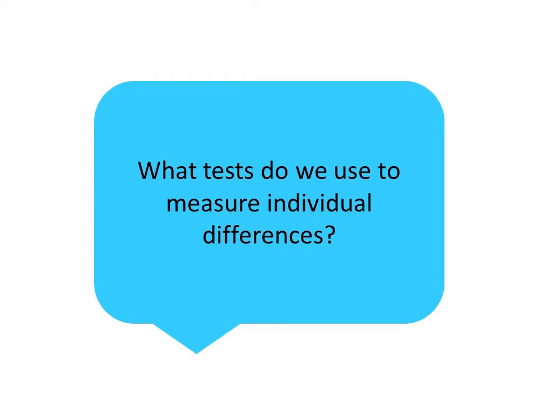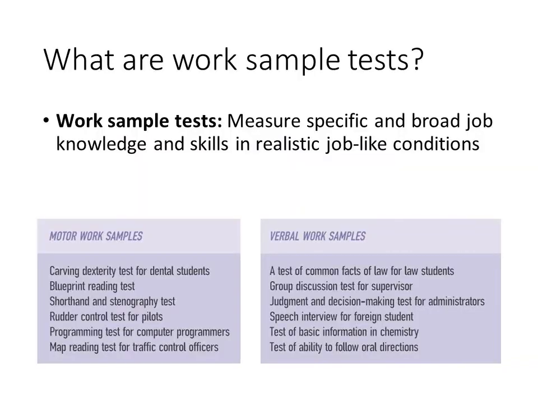In part 6 of this lecture, we're going to learn more about some of the tests that IO psychologists use to measure individual differences. The first example is a work sample test, which is exactly what it sounds like. People are asked to perform a job task in realistic conditions. Remember that this is the most predictive of selection tests, and that's because it most closely matches the job.